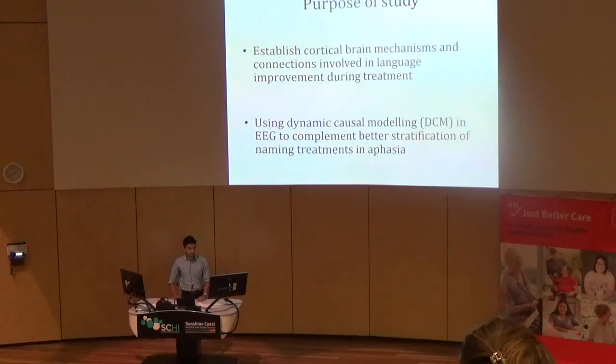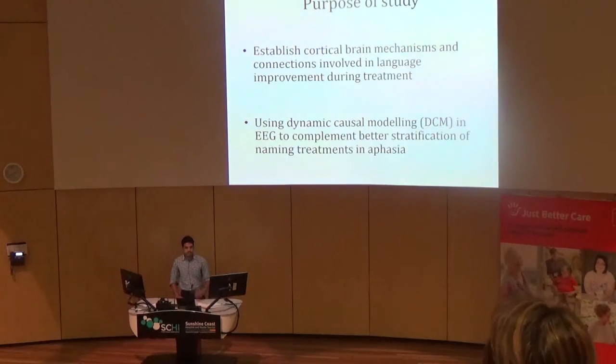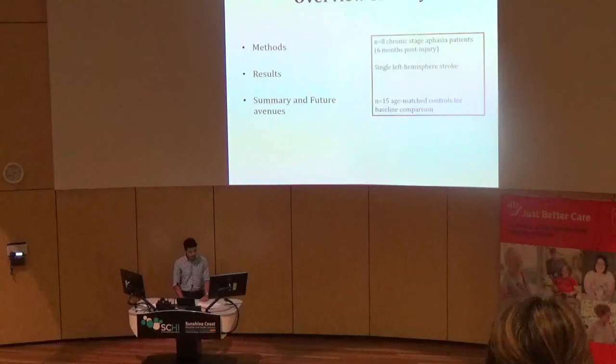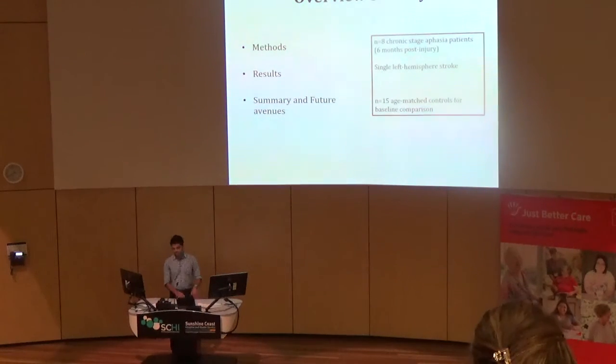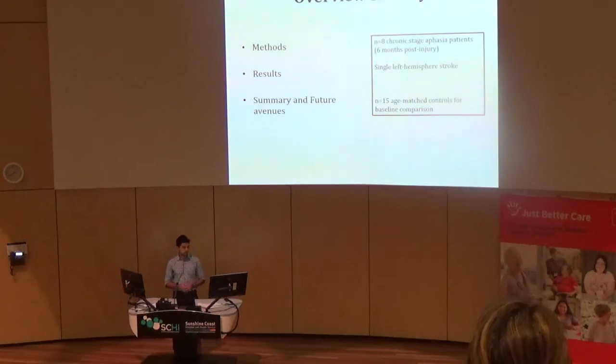The second aim is, of course, to introduce a potential tool to neurorehabilitation in aphasia, and this technique is known as DCM. It sounds a little bit complex, and certainly has a complex framework that it works from. But what I hope to show is that the outcomes from this tool can really be simple and translatable to the clinic. What I'll present today is a collection of the methods and results from the study, and then summarise some of the future avenues and limitations as well.